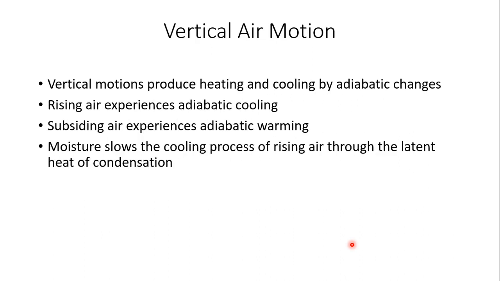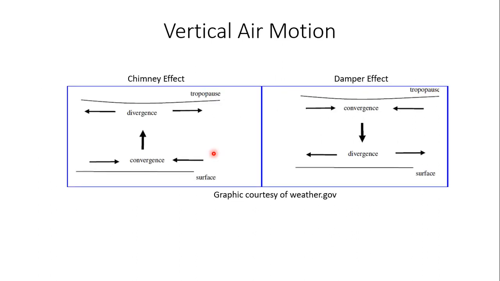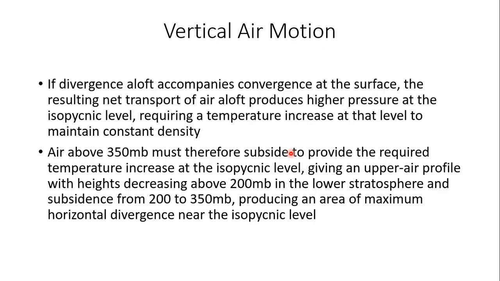Okay. Talk a little bit more about vertical air motion. Generally what happens, rising air is going to undergo adiabatic cooling. Subsiding or sinking air, adiabatic warming. And then another review on chimney and damper effects. And then I finish tonight's topic by talking about how you maintain that constant density at that 350 millibar level.